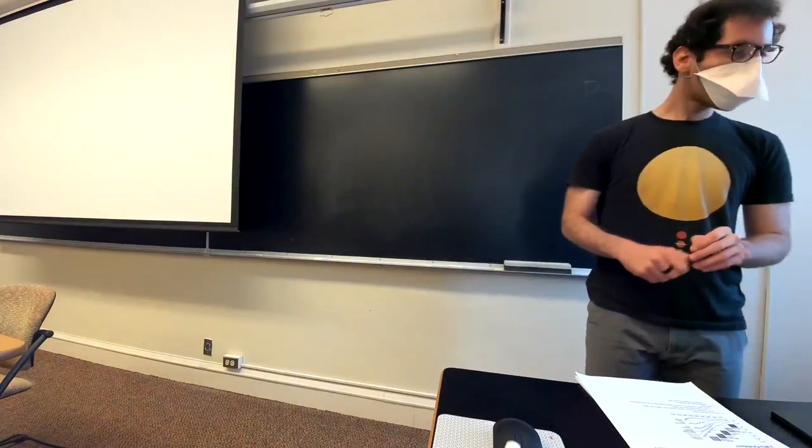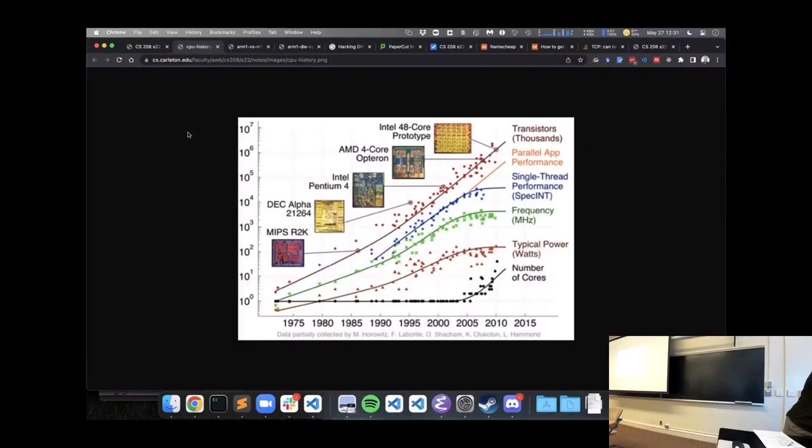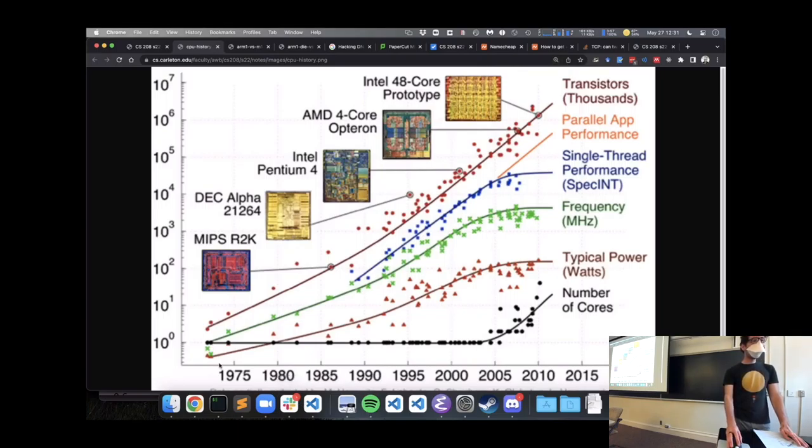All right. So I want to start off with a bit of history of computing. And particularly, this is going to, I think, set the stage for why parallelism has basically become an unavoidable part of writing modern software. So on the x-axis here, I'll zoom in a bit, is time, years, and on the y-axis is the value of all sorts of different aspects of a CPU that this chart is describing.